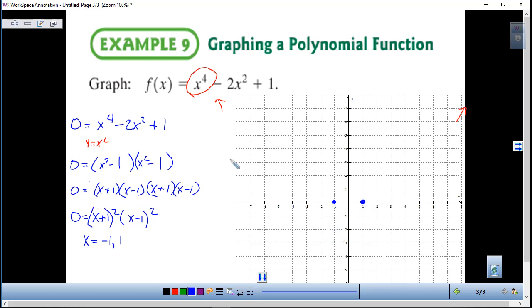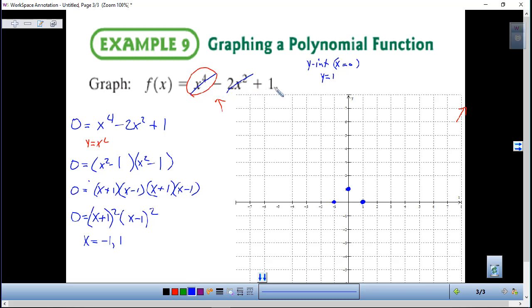All right, and then we want to find what our y-intercept is. So remember, to find the y-intercept, we let x equal 0. If x equals 0, that goes to 0, that goes to 0, and we have 1. So we have the point 0, 1. Get that point right there. And we can roughly graph this already. Now, it's a good idea to go ahead and plug a couple extra points in there, like 2 and -2.